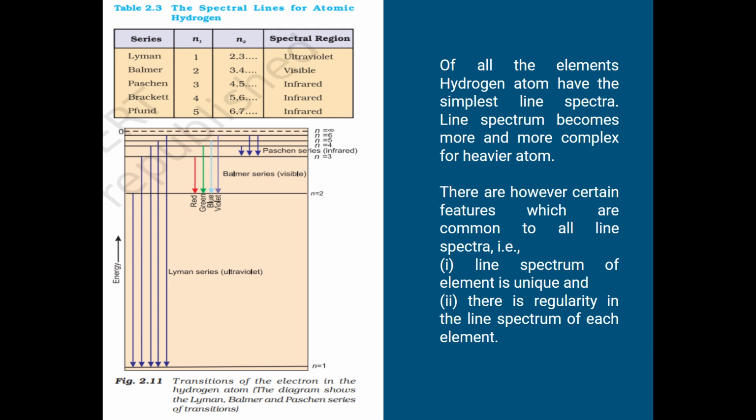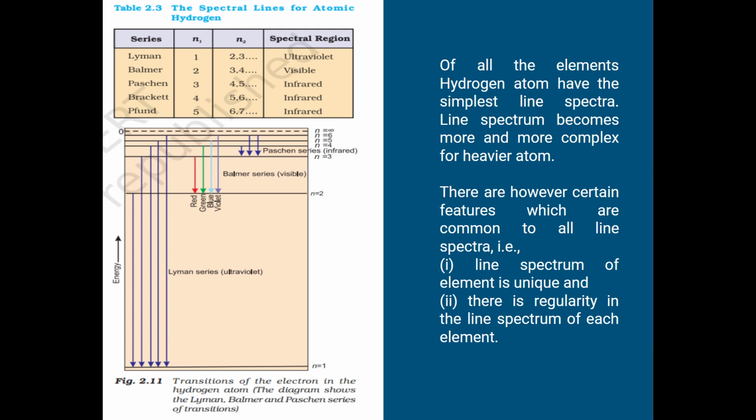Lyman series. When your n is equal to 2, it is Balmer series. When your n is equal to 3, it is Paschen series. For 4 it is Brackett, and for 5 it is Pfund. Okay, your n2 can have any value, 2, 3, 4, 5, 6, 7, 8, depending on your type of series.